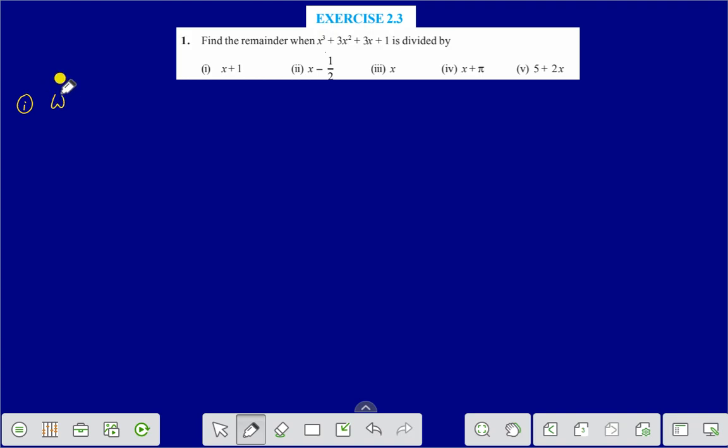We will use the remainder theorem to find the remainder.